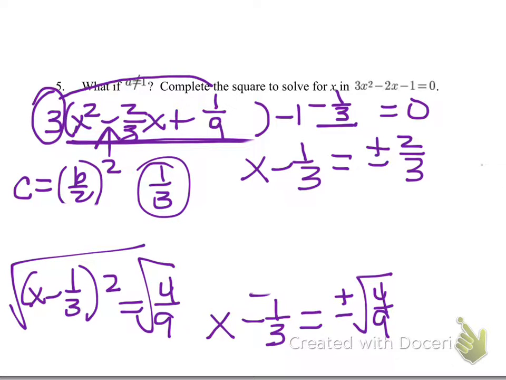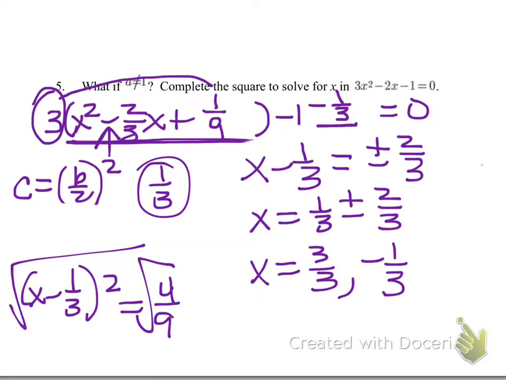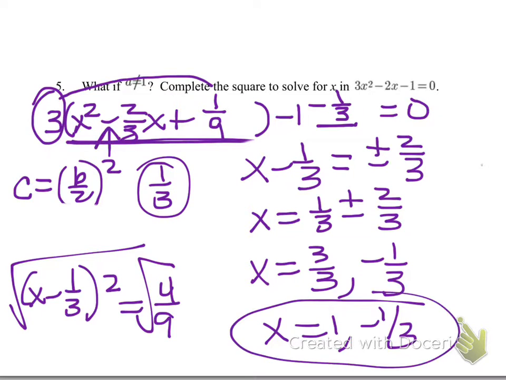Now I'll add the 1/3 to each side. So x equals 1/3 plus or minus 2/3. I can actually add those together. They have a common denominator. So 1/3 plus 2/3 is 3/3, and 1/3 minus 2/3 is negative 1/3. So the 3/3 becomes 1, and then my other answer is negative 1/3. So those are my two solutions that I found by completing the square.